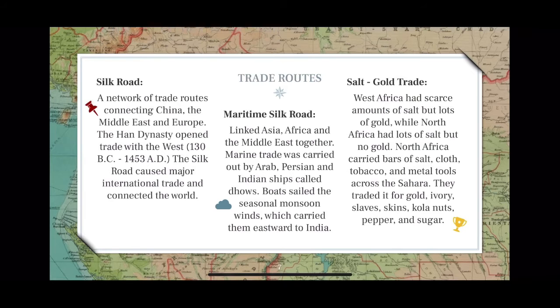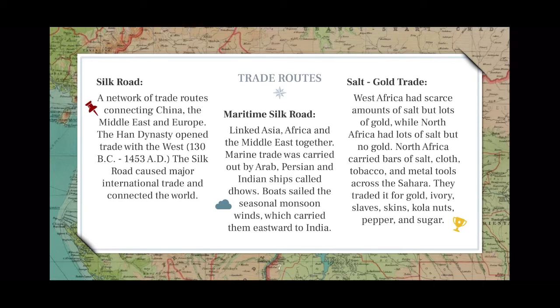The Silk Road was a network of trade routes connecting China and the Far East with the Middle East and Europe. It was established when the Han Dynasty in China officially opened trade with the West in 130 BC. Much of the trade on the maritime Silk Road was carried out by Arab, Persian, and Indian boats called dhows. These boats sailed in accordance with the seasonal monsoon winds, which carried them to India in the summer and to the Middle East in the winter.